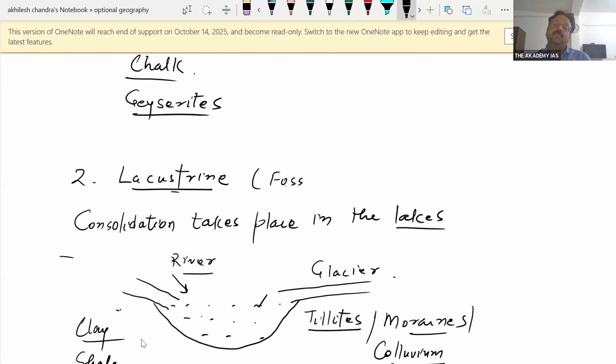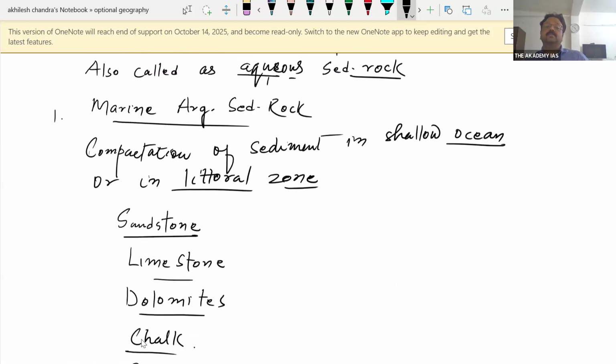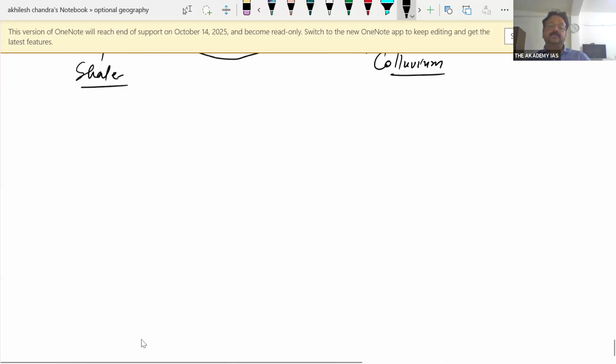And different types of fossils. In the lake, you expect the fossils, the flora and fauna, which is fresh water as well as saline water. But in marine, you will necessarily have saline water flora as well. That's why these divisions have been done.